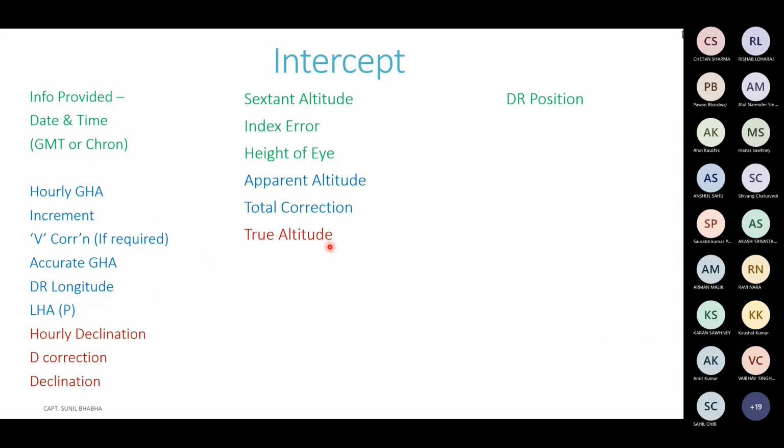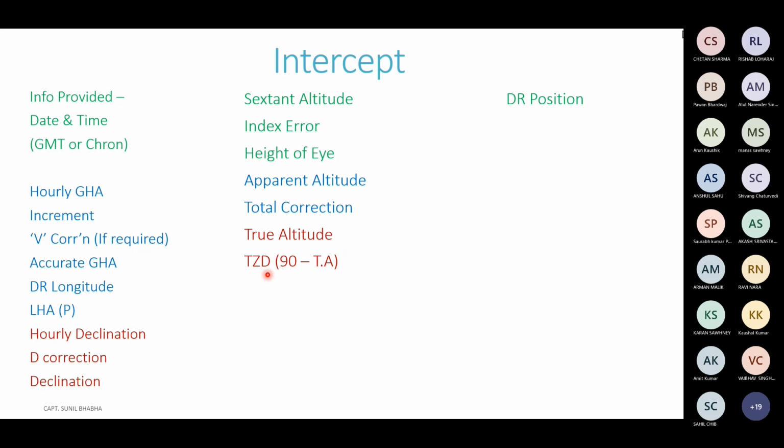Up to here, the method is exactly same as long by Cron. Now comes the difference. From this true altitude, we obtain the true zenith distance of the body. We know the true zenith distance is equal to 90 minus true altitude. So we get the true zenith distance of the body.